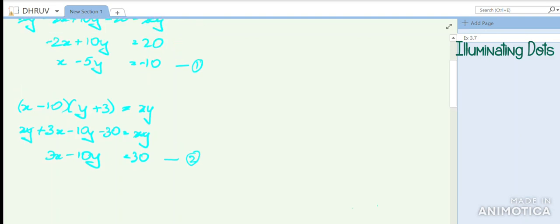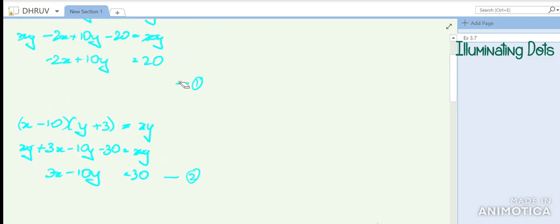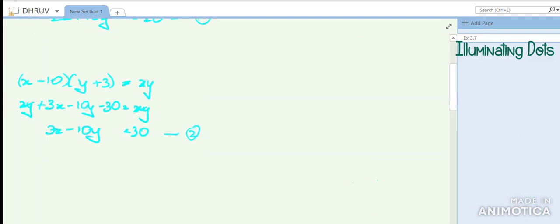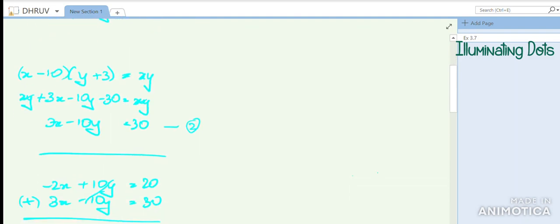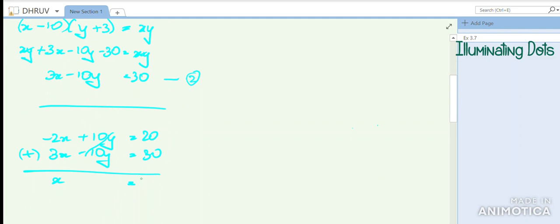Now what do we do? Okay, so wait, we can just leave this equation here. So the two equations we have are minus 2x plus 10y is equals to 20 and 3x minus 10y is equals to 30. Since the coefficients of y, that is 10 and 10, have opposite signs, we can simply cancel them. So we have to add these two equations. Since we are adding, you do not have to change any signs. So minus 2x plus 3x gives x, and plus 10y minus 10y gets cancelled, and 20 plus 30 is 50. So the speed was 50 kilometer per hour.